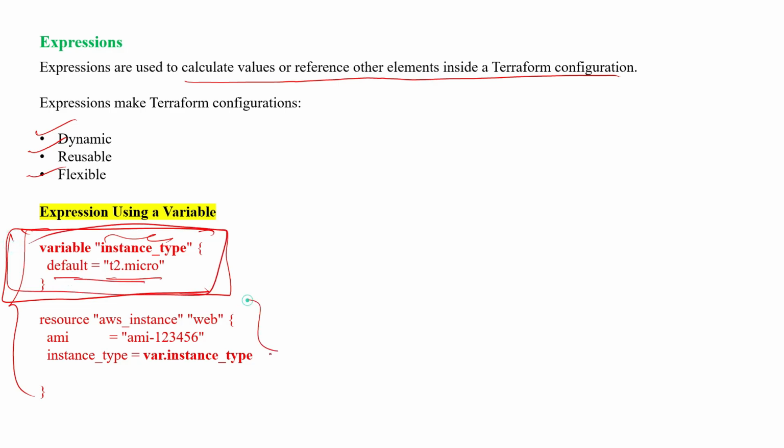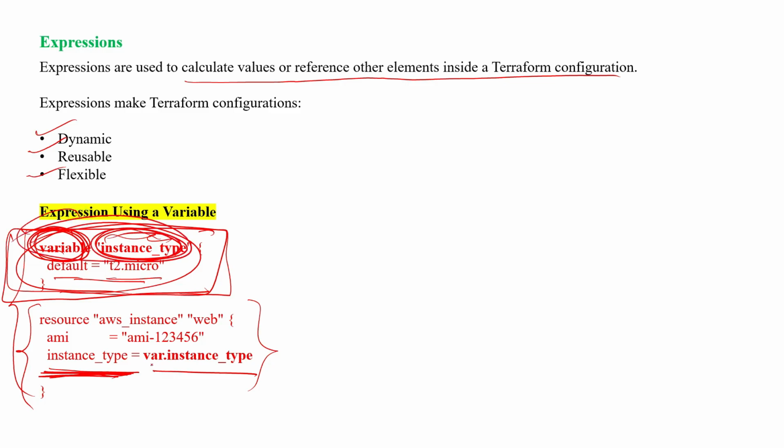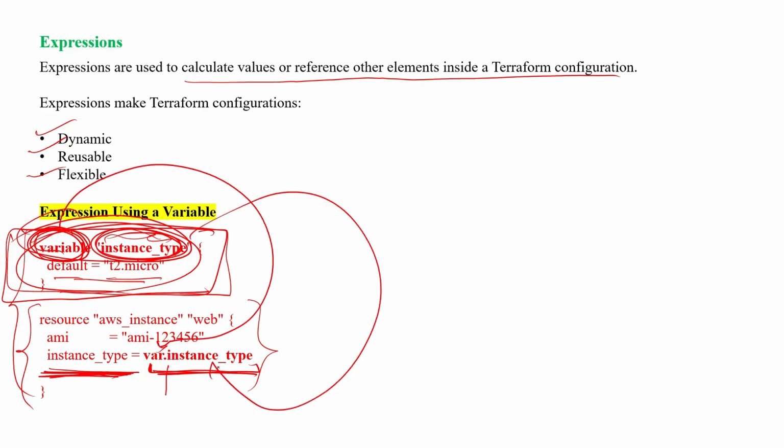Then wherever we are writing the code to create the particular instance, instead of writing this value again and again, we can call this particular variable inside the instance type. This is the resource type. So how do we call it? var.instance_type. Here we have defined a variable with the name instance type. So how are we calling this variable? var.instance_type. The word variable is converted to var, then a dot, and then the instance type name.